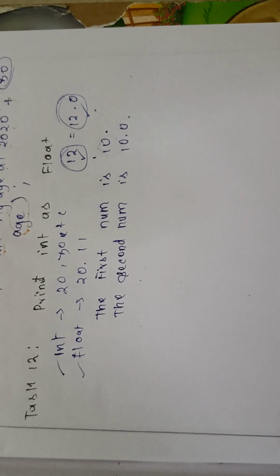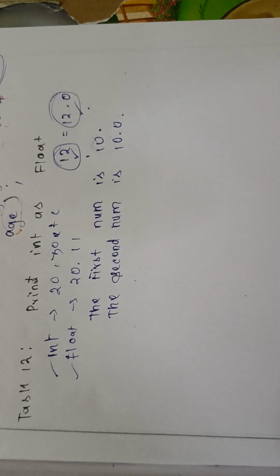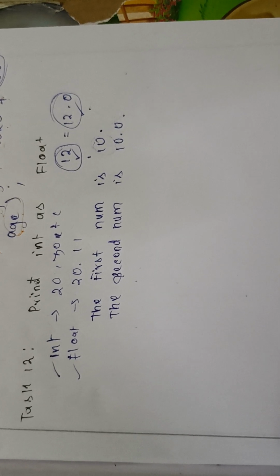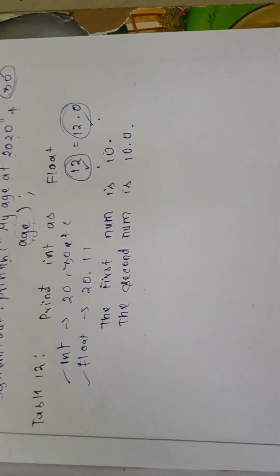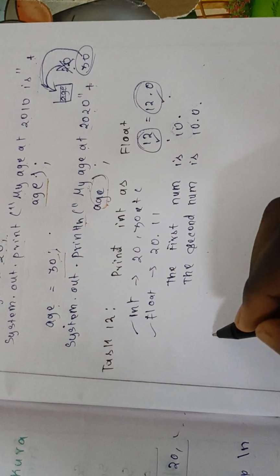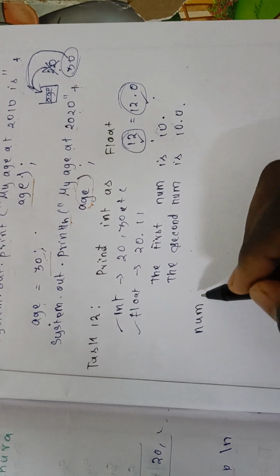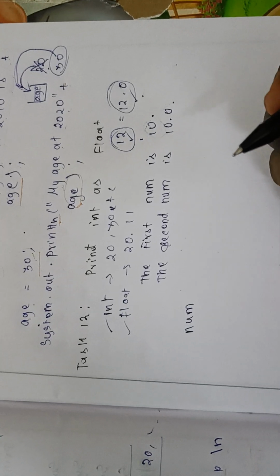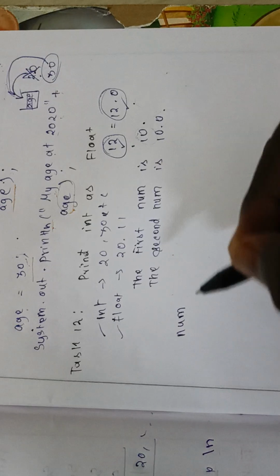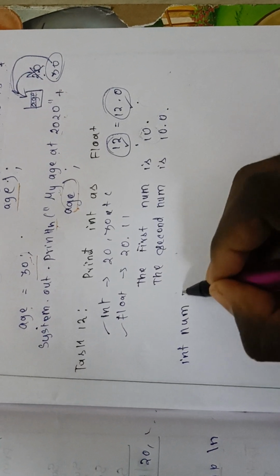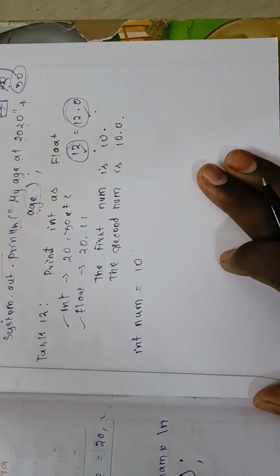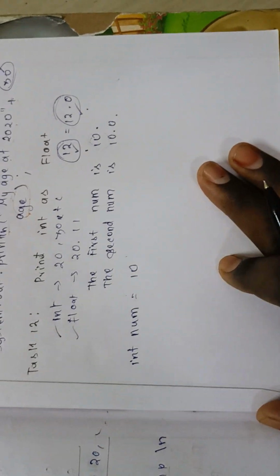Pause this video and try to do this. Okay, let's see how it is happening, and I hope you have done it well. Let's see the correct program. In this, I'm taking a variable that is num, and I'm storing a value that is 10. 10 is an int. How am I going to convert this int to float?